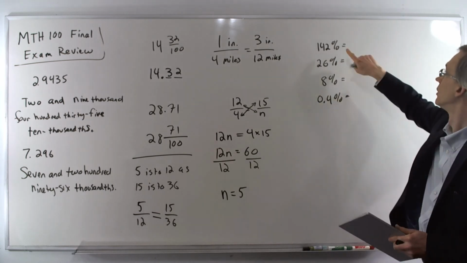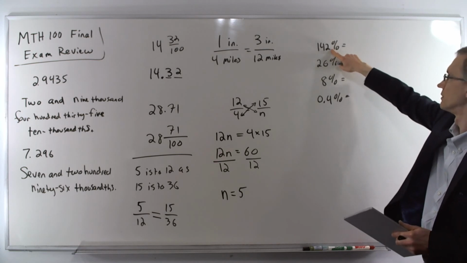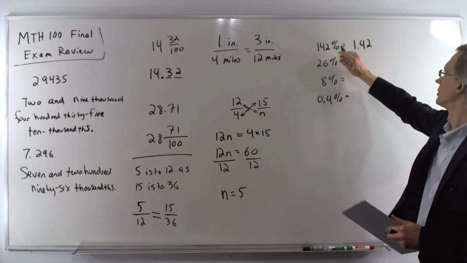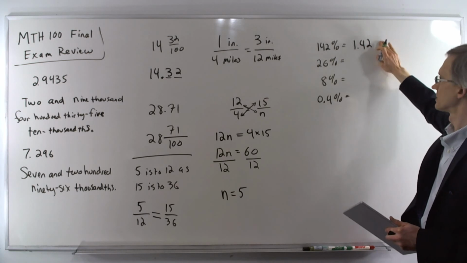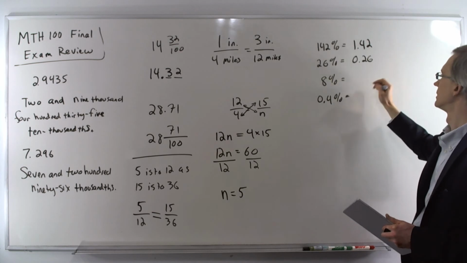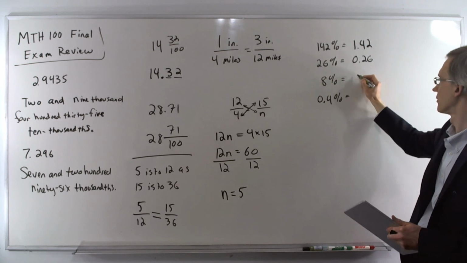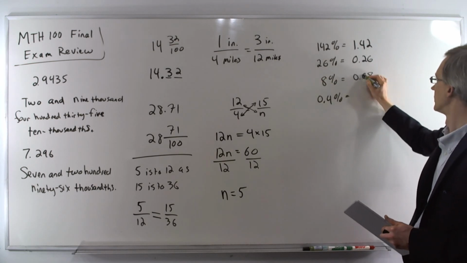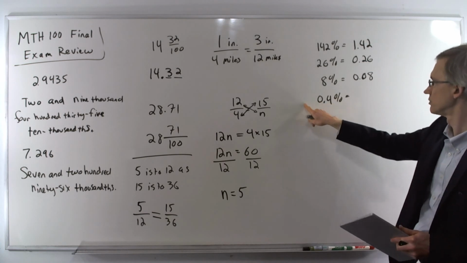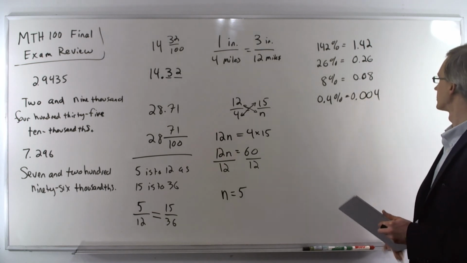All right, so the decimal starts to the right of the rightmost digit, and we'll move it 2 places to the left and get 1.42. And make sure we drop the percent sign, so no percent sign over here. Here we'll move 2 to the left to get 0.26. Here we'll move 1 to the left, and then we need to move 1 more. That gives us a 0 there, so 0.08. And then here, if we move 2 to the left, that's going to give us 2 zeros, so 0.004.